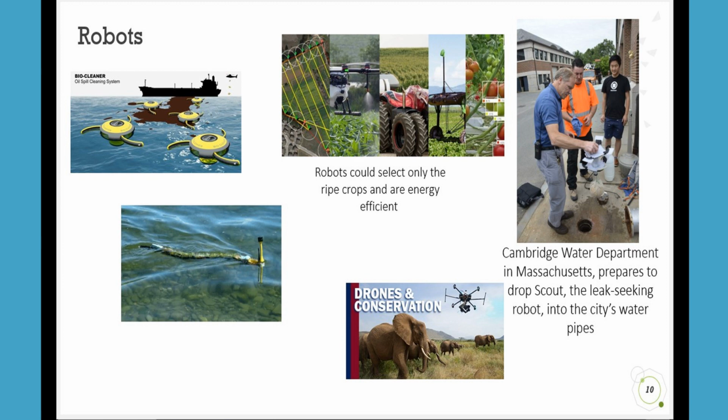On the rightmost side, you see a robot called Scout. It checks if there is any leakage in the city water pipes. If there is a robot which can help you track the actual location of a leak, it will surely help in reducing water wastage. So people are helping not just in terms of policy making, but also in terms of technological intervention.